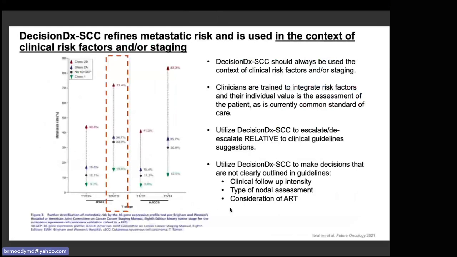And you can see what that looks like. The black dot is the baseline risk, just based on traditional staging. These little black dots are hard to see here. And you can see what the risk of metastasis does based on the GEP as well. So favorable genetics greatly reduces the likelihood that a patient is going to metastasize, whereas with unfavorable genetics, they're much more likely to metastasize.